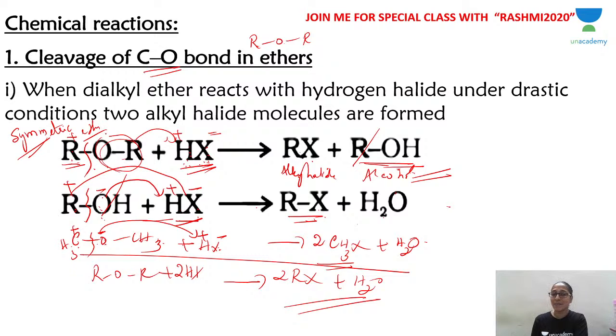Okay, in the case of symmetric ether, what happens? It's very easy. Two molecules of alkyl halide are obtained, but remember, in two steps. In the first step, you get alkyl halide and alcohol. Second step, the alcohol thus formed is converted into alkyl halide. So, two alkyl halides, symmetric.